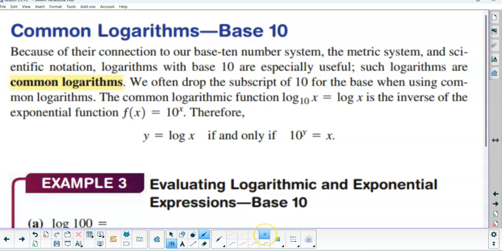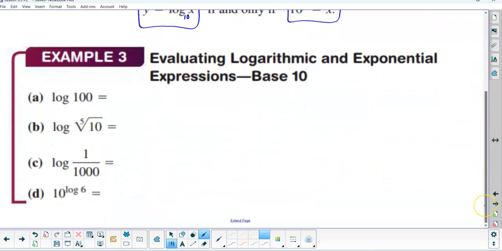So from there, we're going to talk about common logs. Now, common log looks like this, and you can see that this log doesn't have a base written. So when there's no base value written, it's assumed to be a 10 right there. And we just call that a common log, okay? So the log of x base 10 is equal to this, 10 to the y equals x. So here are some common log examples. We have the common log of 100. And so to solve that, we would say 10 raised to what power equals 100? And obviously that answer is 2.